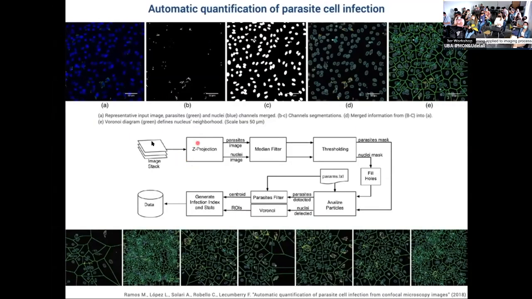Stacked images contain 2 fluorescent channels, with pixel intensities proportional to the presence of parasites in green and cell nuclei in blue. The procedure was completely developed as a plugin for Fiji. Following the block diagram, a Z projection of the maximum intensity reduced the input data to 1 image. Median filtering reduced noise while maintaining edge information.